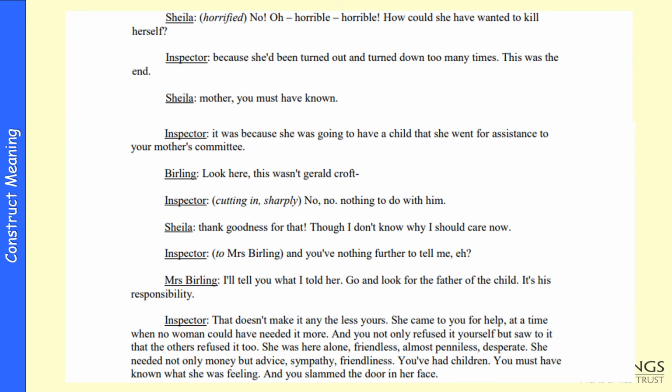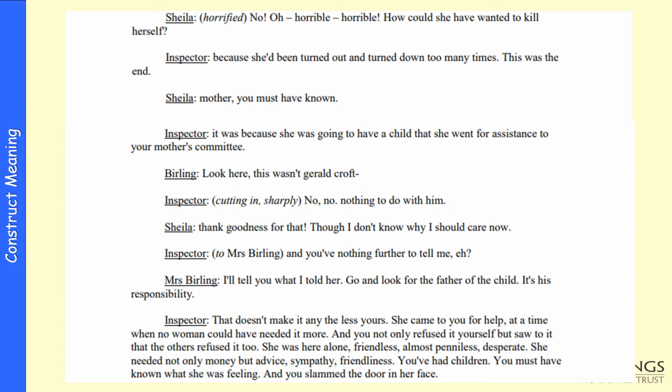Oh, really? Oh, horrible. How could she have wanted to kill herself? Because she'd been turned out and turned down too many times. Mother, you must have known. It was because she was going to have a child that she went for assistance to your mother's committee. Look here. This wasn't Gerald Croft. Oh, no. Nothing to do with him. Thank goodness for that. Though I don't know why I should care now.